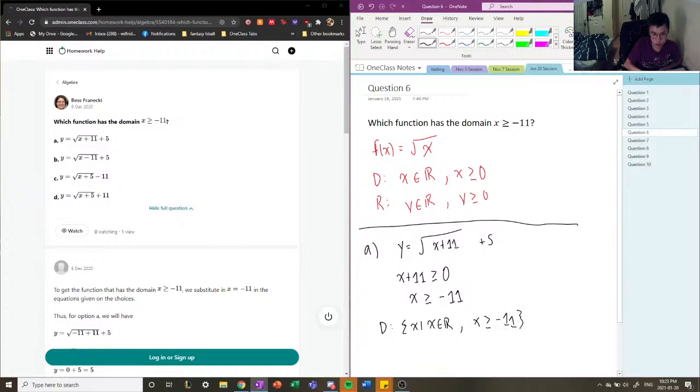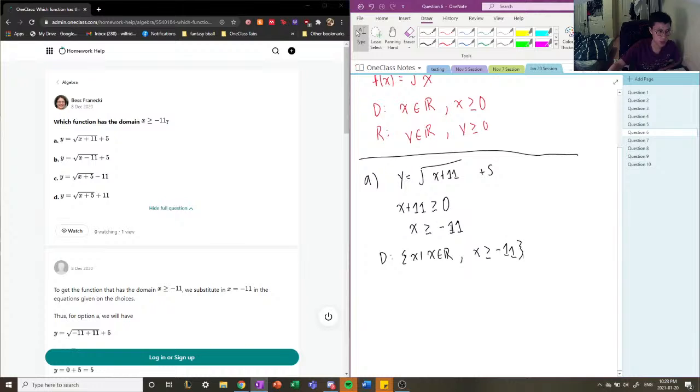All right. Let's do that for the next couple of functions here. So for b, we have y equals the square root of x minus 11 plus 5. So we ask ourselves the same question again. What values of x will make our square root negative? So what values of x will make this inequality true, right? As long as this inequality is true, our function is defined, right?